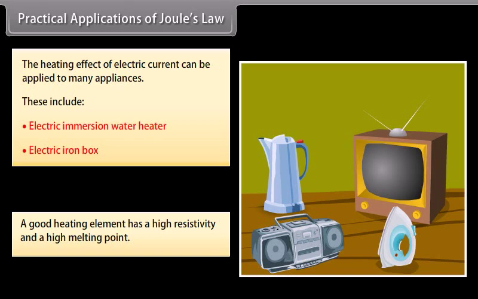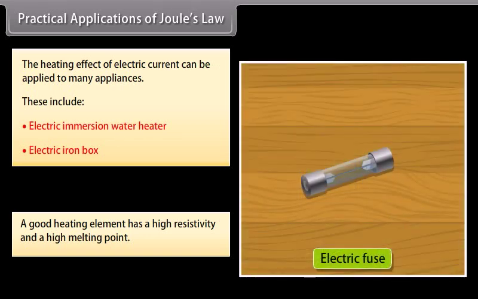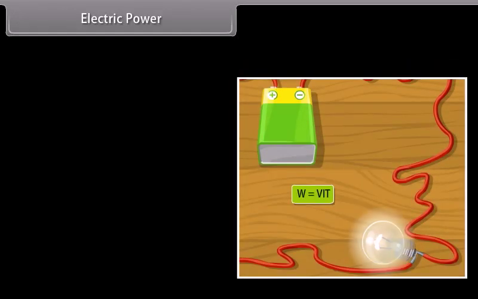The rating given as 3A of an electric fuse states that the maximum current it can sustain is 3 ampere. Electric power. Electric power is the rate at which electric charge is transferred by an electric circuit. This is commonly known as electric power.